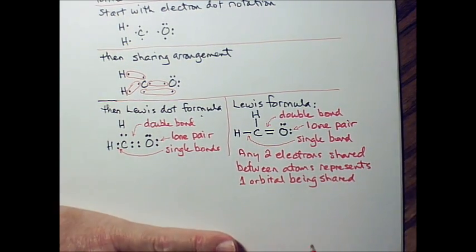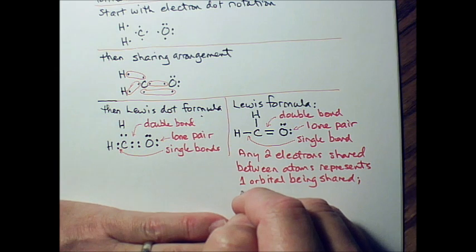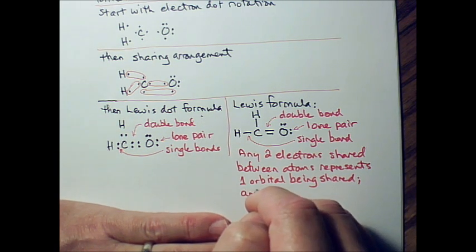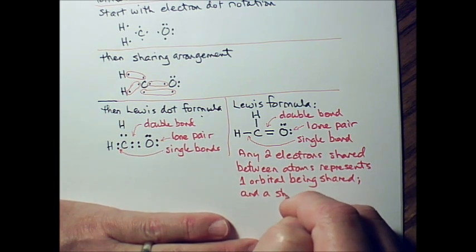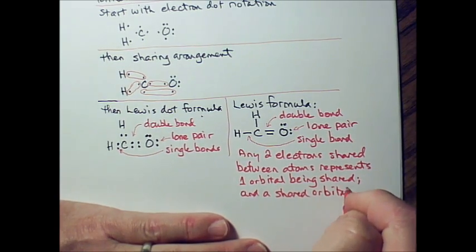Any two electrons shared between atoms represents one orbital being shared. And a shared orbital is a bond.